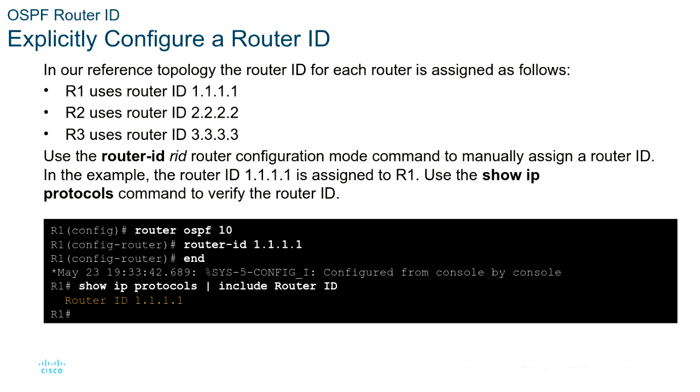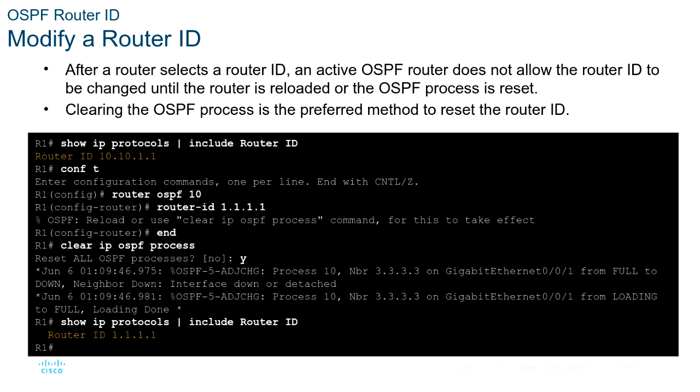In the example topology in the slideshow, he's using three routers, and he's made the first router 1.1.1.1, the second router is all twos, and the third router is all threes. That sets the router ID, and that's more reliable than counting on a physical interface, which could go up and down. We can change the router ID. We could change it to another value, but if we do that, we would have to copy run start and reload the router, or you can type the command clear ip ospf process.